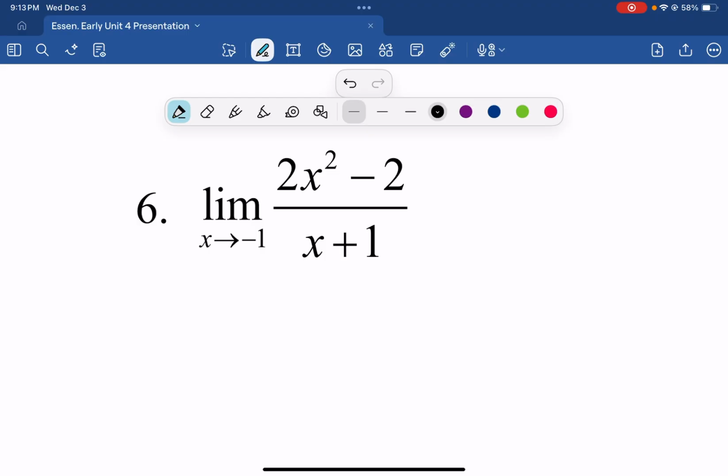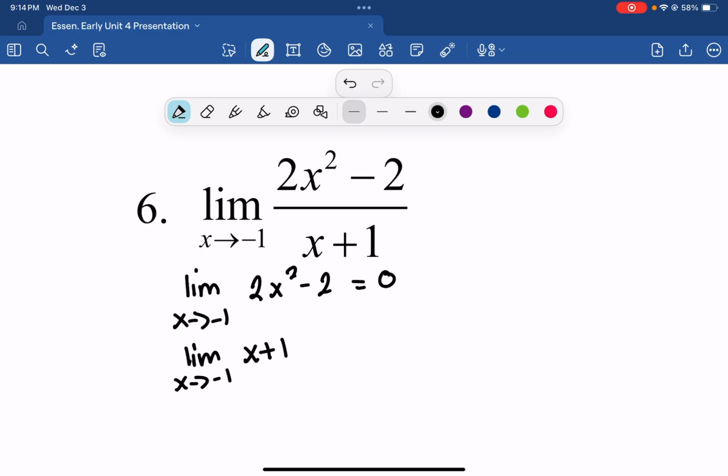numerator. Okay, well, if I plug in negative 1, I'm going to get 2 times negative 1 squared. So that's going to be 2 times 1, so 2. And 2 minus 2 is 0. So looks like it will work out. So the limit as x approaches negative 1 of 2x squared minus 2 is equal to 0. And the limit as x approaches -1 of x plus 1 also equals 0.